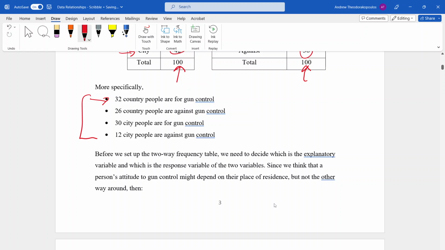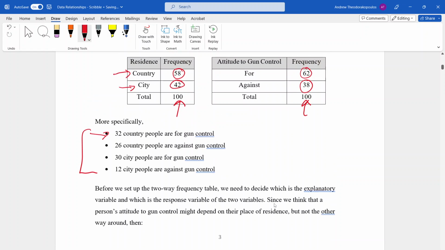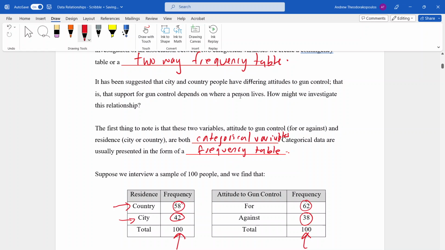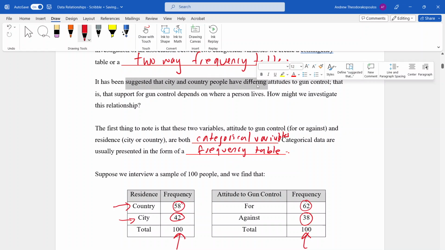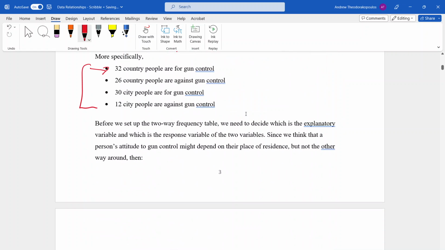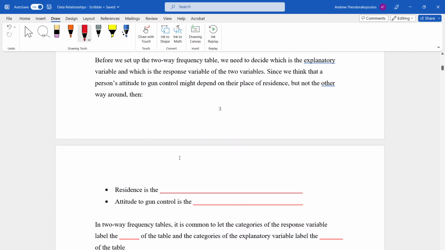So before we set up the two-way frequency table, we need to decide which is the explanatory and which is the response. Okay, so which one would explain which? So in this question here, it's suggested that city and country people have differing views. So we're going to say that based on where they live determines what their opinion is. That's what we're trying to investigate. Okay, so we're going to say, since we think that a person's attitude to gun control might depend on their place of residence, but not the other way around, then we're going to say that the residence is the explanatory variable.